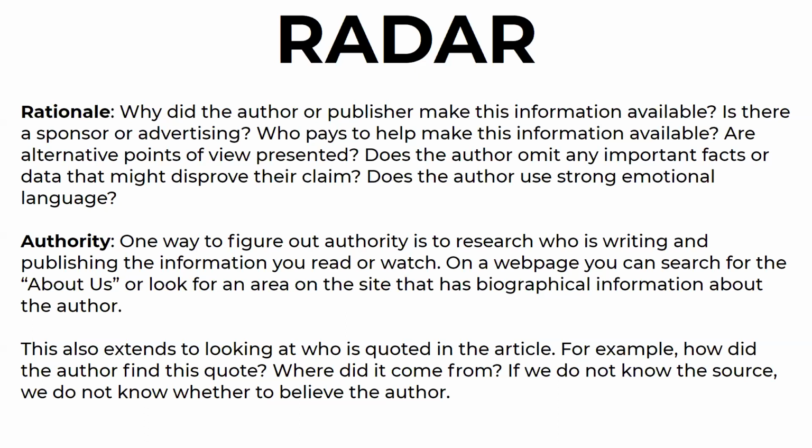Authority. One way to figure out authority is to research who is writing and publishing the information you read or watch. On a web page, you can search for the About Us or look for an area on the site that has biographical information about the author. This also extends to looking at who is quoted in the article. For example, how did the author find this quote? Where did it come from? We do not know the source. We do not know whether to believe the author.